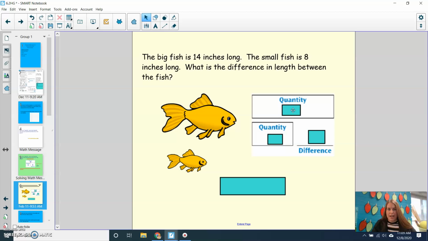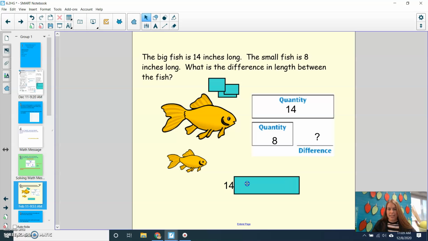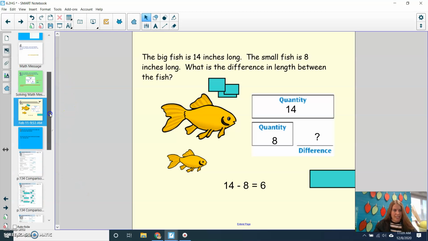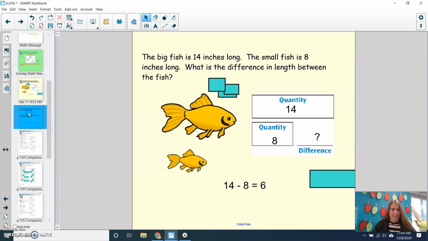All right, second graders, so I know that 14 inches long is my big quantity. That's the big fish. I know that my small fish is 8. So what I'm trying to figure out is the difference. So I put a question mark there. We could also put our answer there. But since I'm figuring out the difference, I'm subtracting. So I know that 14 minus 8 is equal to 6. So 6 would be the difference in length between the fish. We're going to use some of these ideas when we're working through our lesson today.